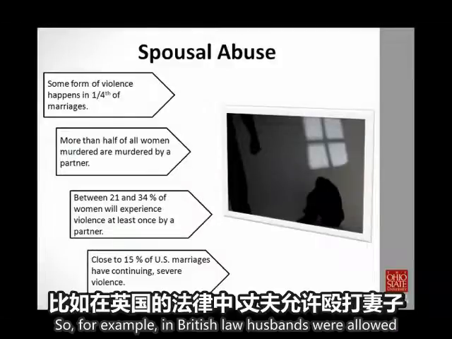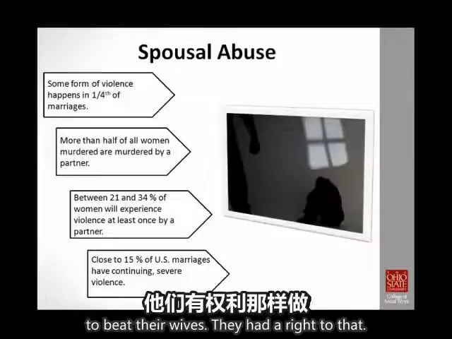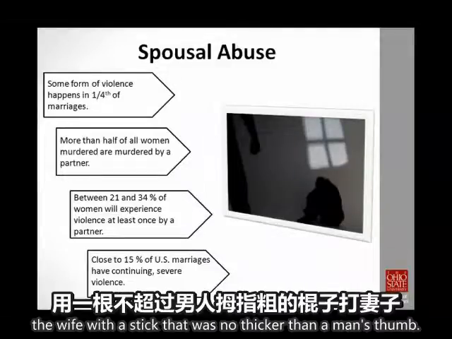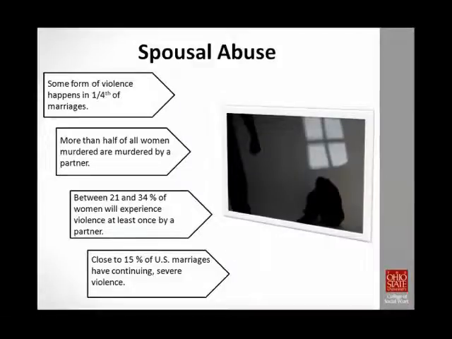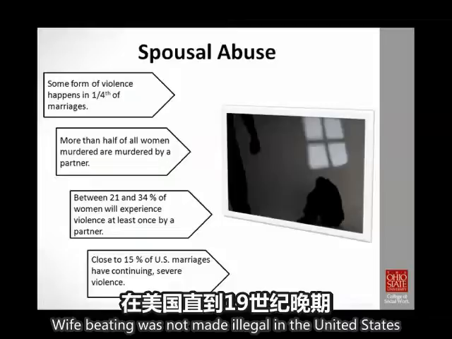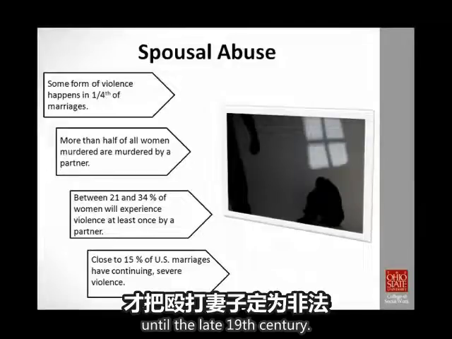So, for example, in British law, husbands were allowed to beat their wives. They had a right to that. This law was eventually amended to permit only beating the wife with a stick that was no thicker than a man's thumb. So that's where the phrase rule of thumb comes from. Wife beating was not made illegal in the United States until the late 19th century.